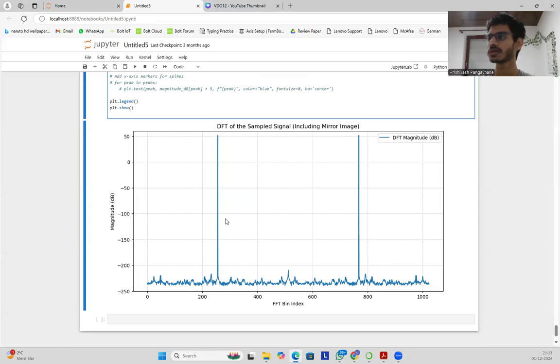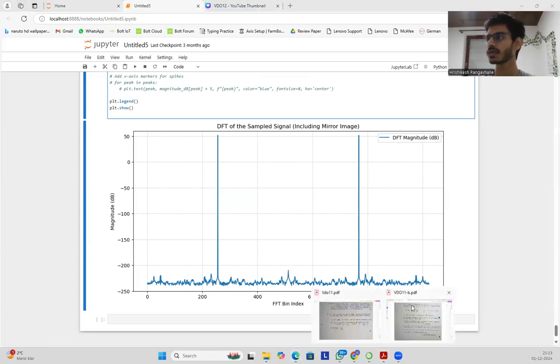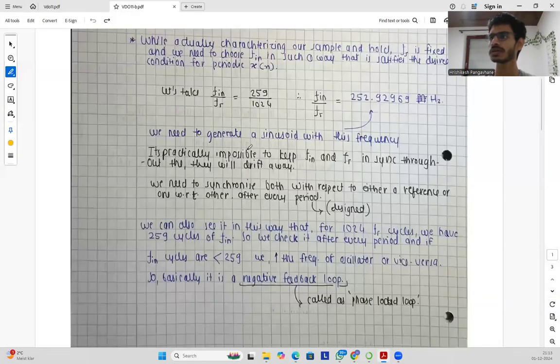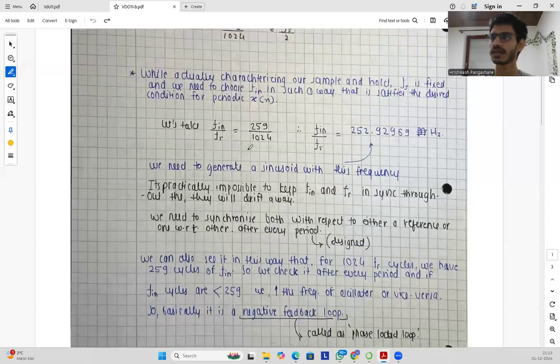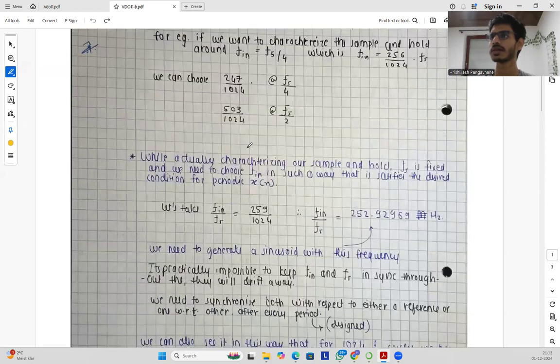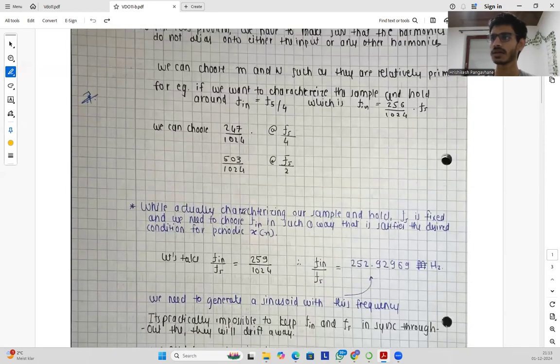But actually, the harmonics are getting aliased back into the same bin. So we talked about this, and I would like to talk about the same, but I would like to derive it in another fashion. So let's take the Fn by Fs ratio to be some value which is 259 by 1024. So the Fn by Fs comes out to be the value 252 times some decimal points.